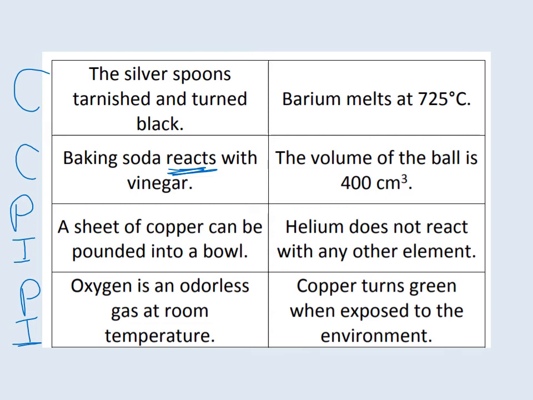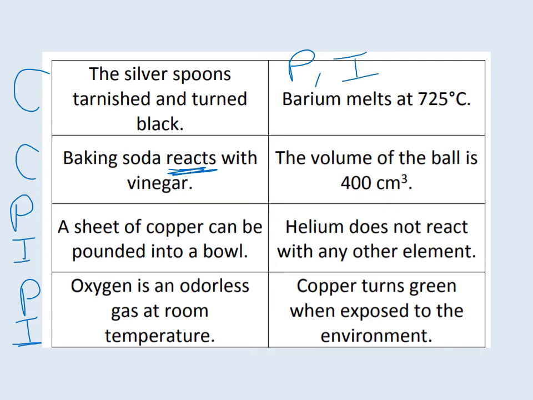Barium melts at 725 degrees Celsius. Melting is a physical change. So that's a physical property. And then we talked about melting and boiling point already. All barium melts at 725, whether it's a lot or it's a little. So that's an intensive property.